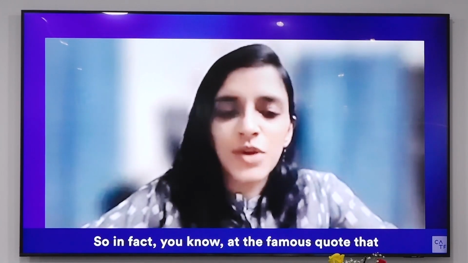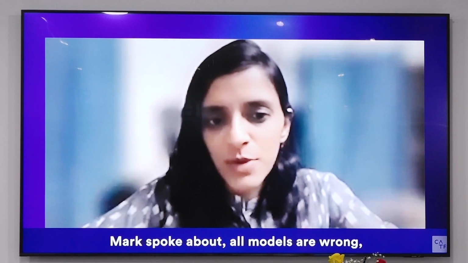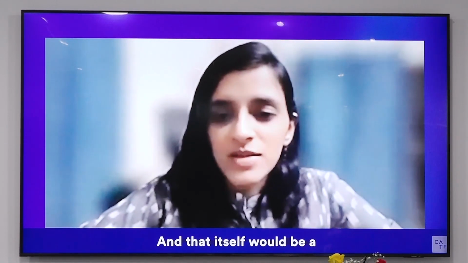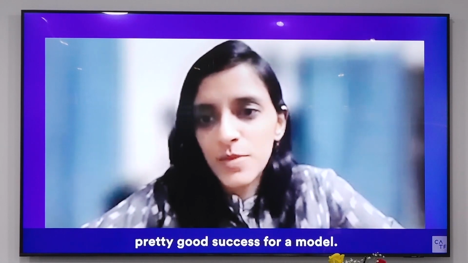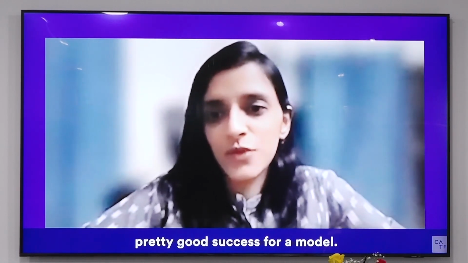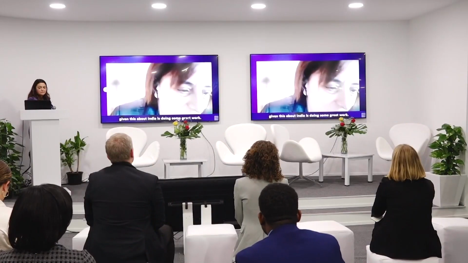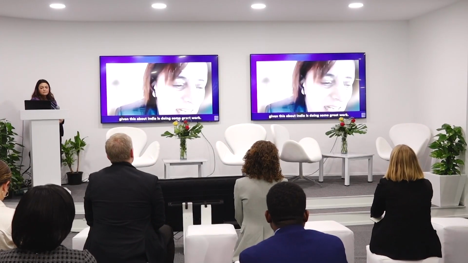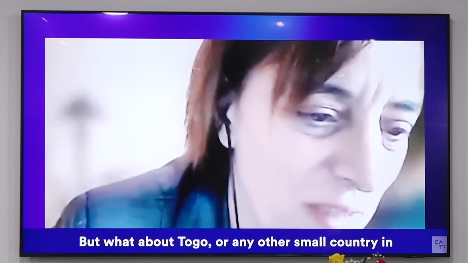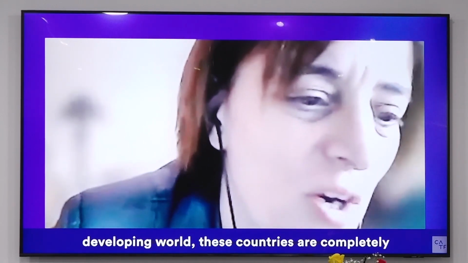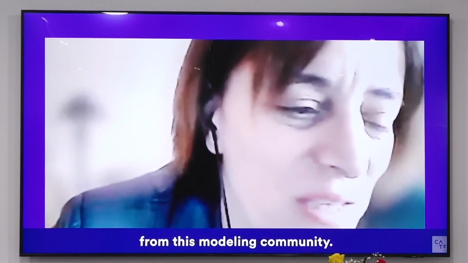So in fact, the famous quote that Mark spoke about, all models are wrong, but I think some can help ask the right questions, and that itself would be a pretty good success for a model. So I like the example that I think it was Mark who gave about India doing some great work, but what about Togo or any other small country in the developing world? These countries are completely absent from this modeling community.